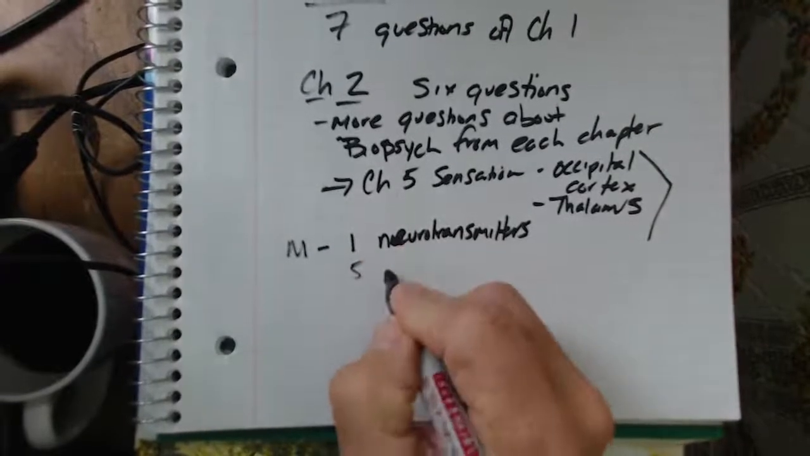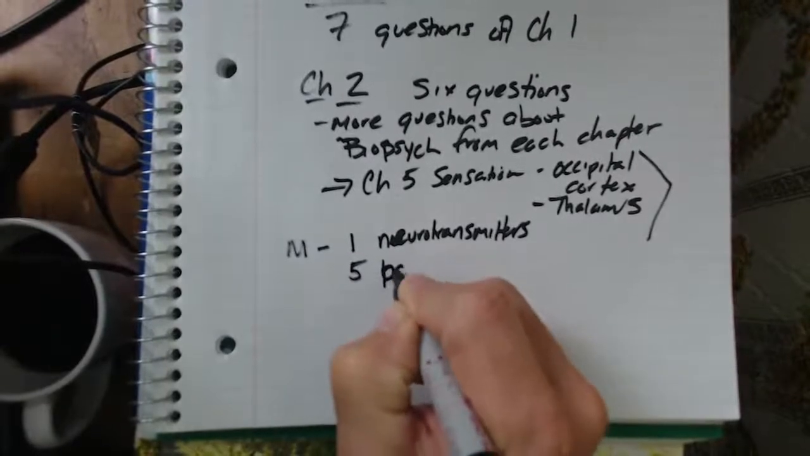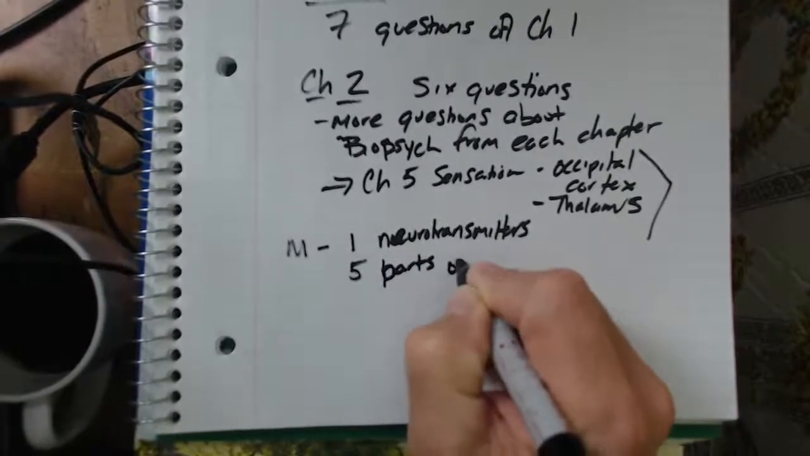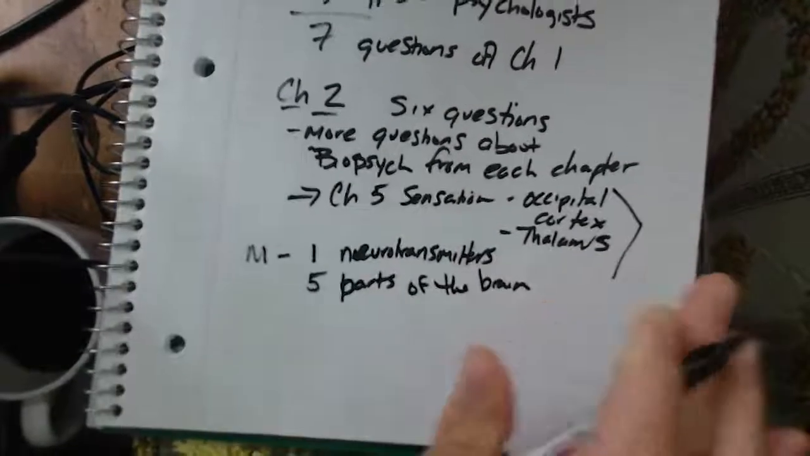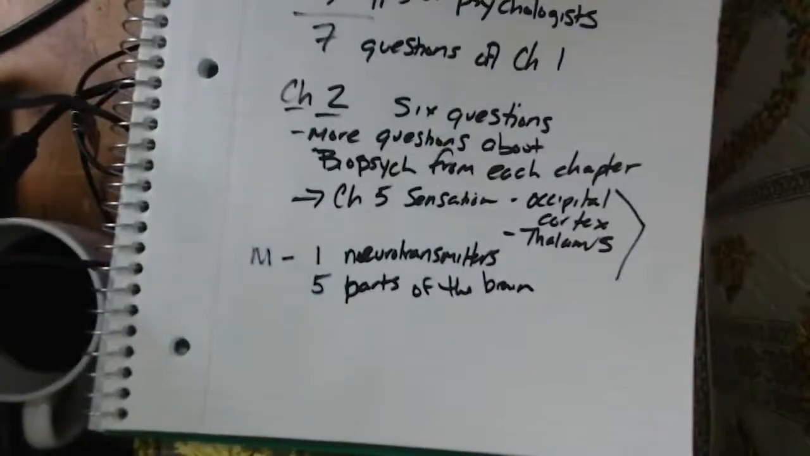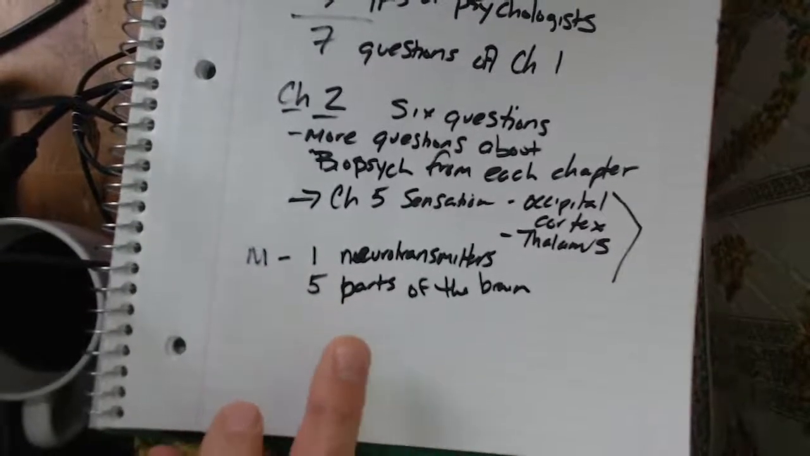And then there are 5 questions on parts of the brain. Wait, did I say 6 questions? I could be wrong. 1, 2, 3, 4, 5, 6. I take that back. Actually, no, never mind. I'll leave that in its specific chapter, so that's what I'm going to do.